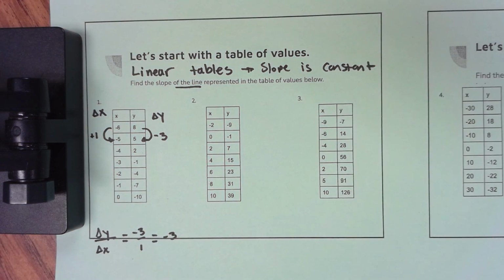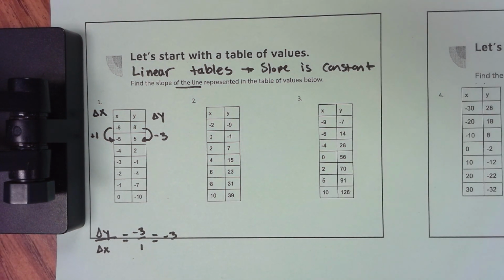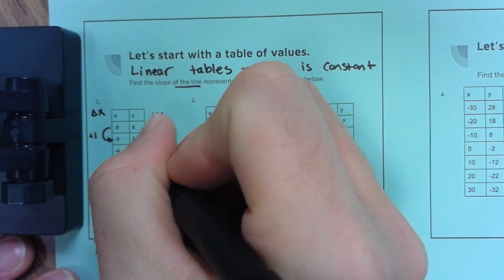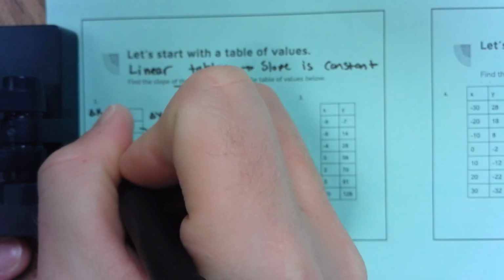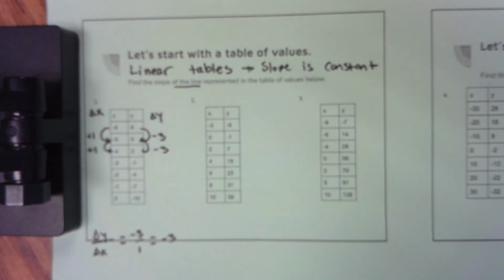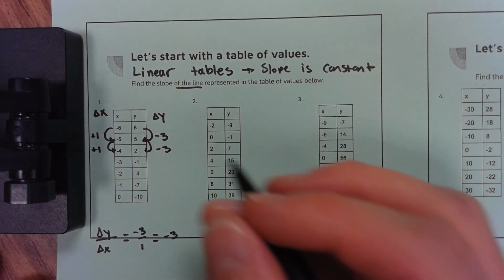So if this table truly represents a linear function, when I do this for all consecutive values, we should get negative 3 every single time. Let's make sure that happens. So going from 5 to 2, I subtract 3. Negative 5 to negative 4, I add 1. Once again, change in y divided by change in x is negative 3.